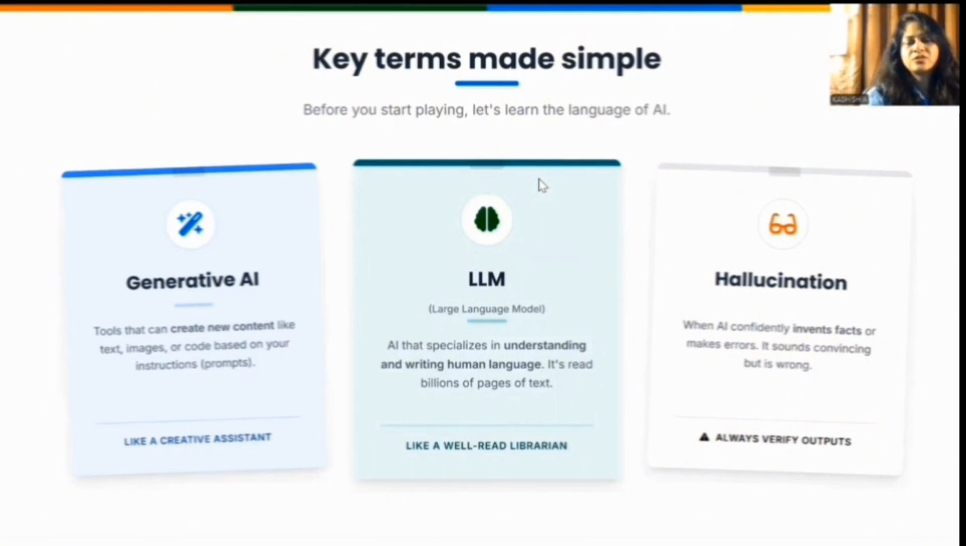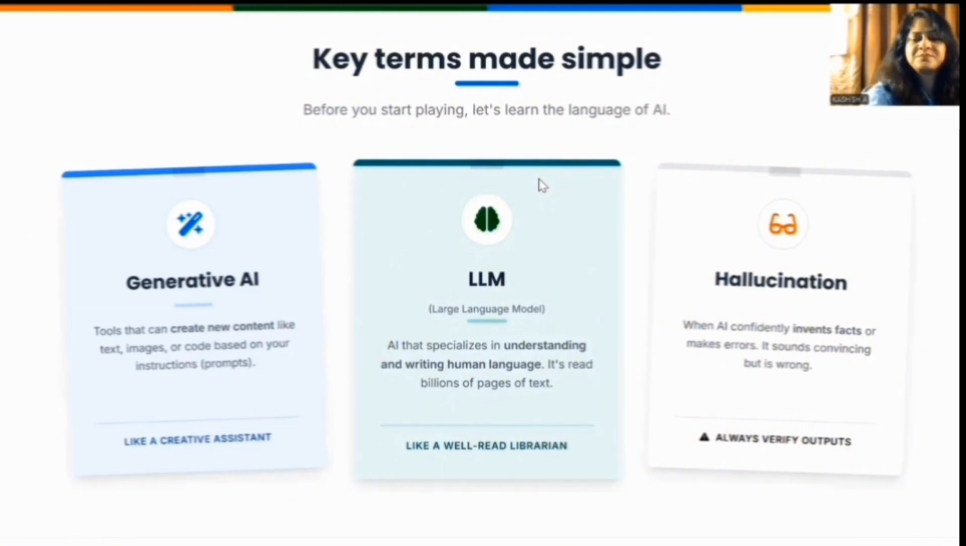Next one, hallucination. When AI confidently invents facts or makes errors, it sounds convincing, but it is wrong. So always verify outputs. Three things which we need to understand first of all. Like a creative assistant, AI can help you. Like a well-read librarian, you can give it lots of books or data to read. Ultimately, sometimes it may give you confidently wrong data, but there human beings come into the picture. What is wrong and right?